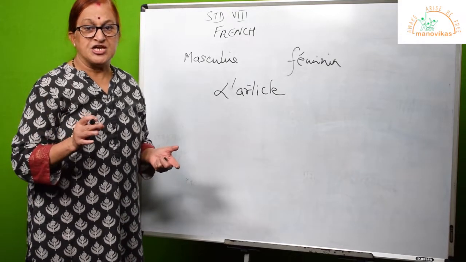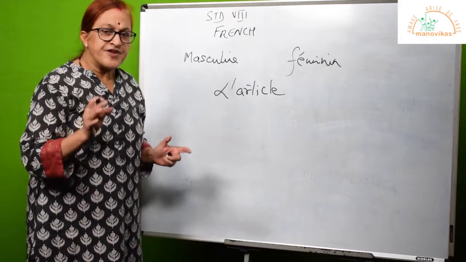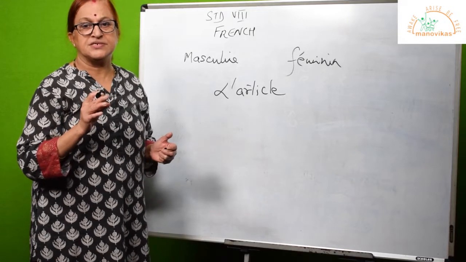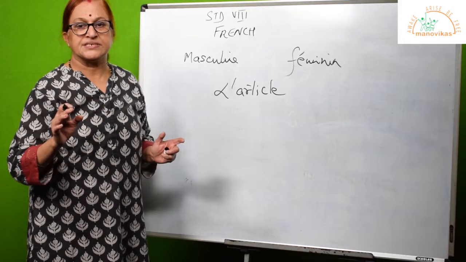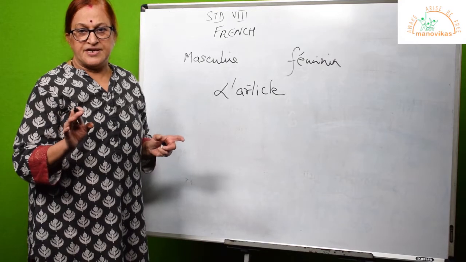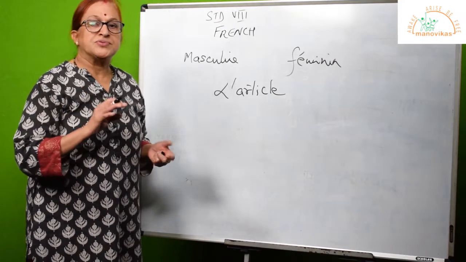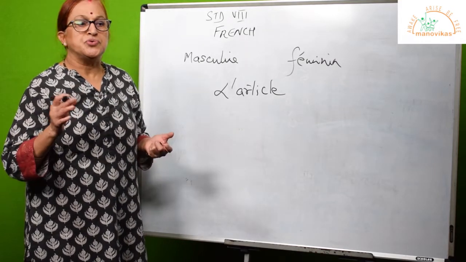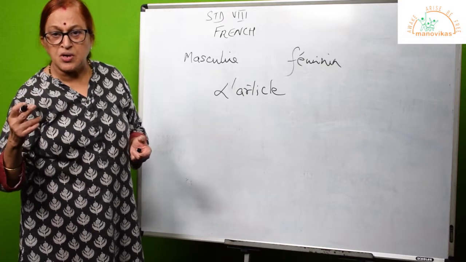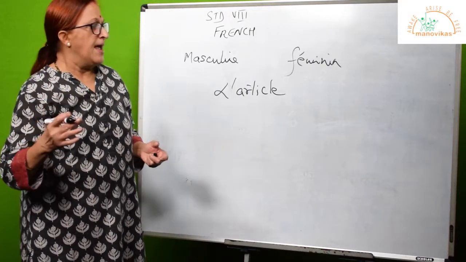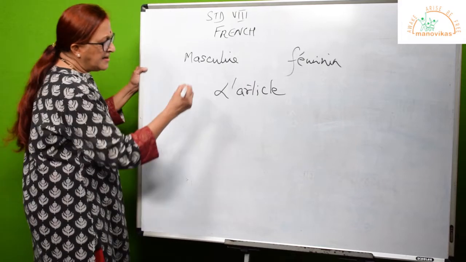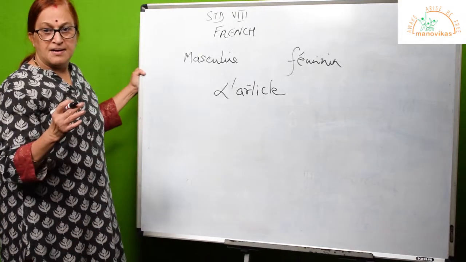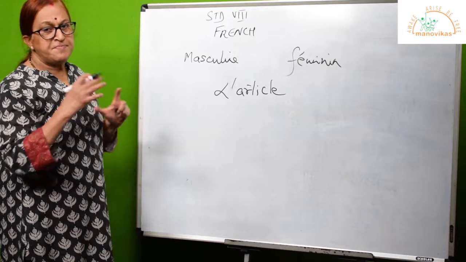But in French, you cannot do that. Every noun has to be preceded by an article. It is compulsory. Either you use an indefinite article or you use the definite article. So you happen to say, I go to the school or I go to a school. Now, the article depends on number. What is the number? Singular and plural.